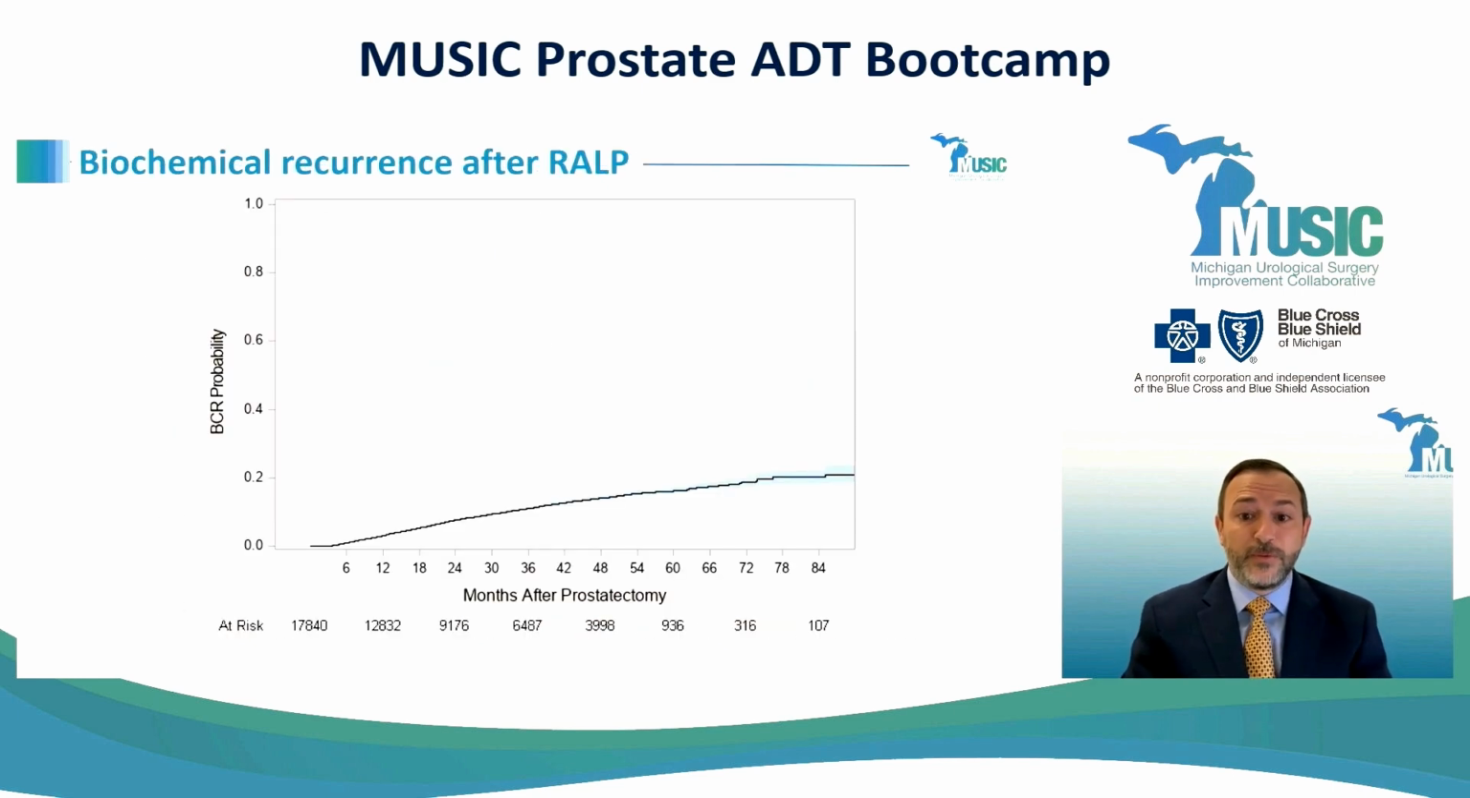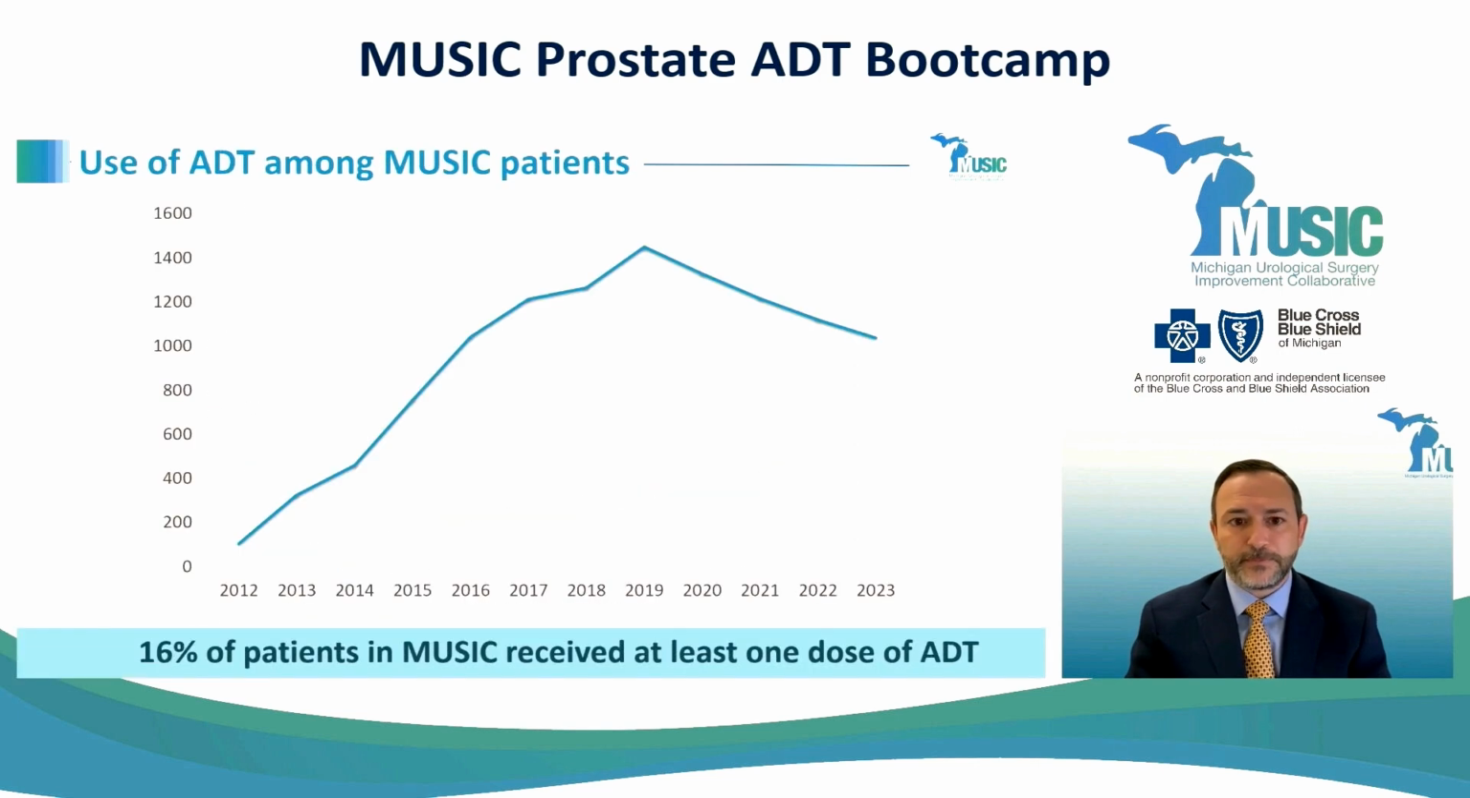Among the patients that do achieve that undetectable PSA, we see that roughly 20% incidence of biochemical recurrence. And again, the majority of these patients will go on to receive salvage therapy containing androgen deprivation therapy. When we put this all together, we see that somewhere around 16% of patients with localized prostate cancer in our MUSIC registry end up receiving at least one dose of androgen deprivation therapy as part of their prostate cancer management. And we know there's a similar proportion of patients that actually present with de novo metastatic cancer. And for those patients, ADT is known as a mainstay of therapy there as well.